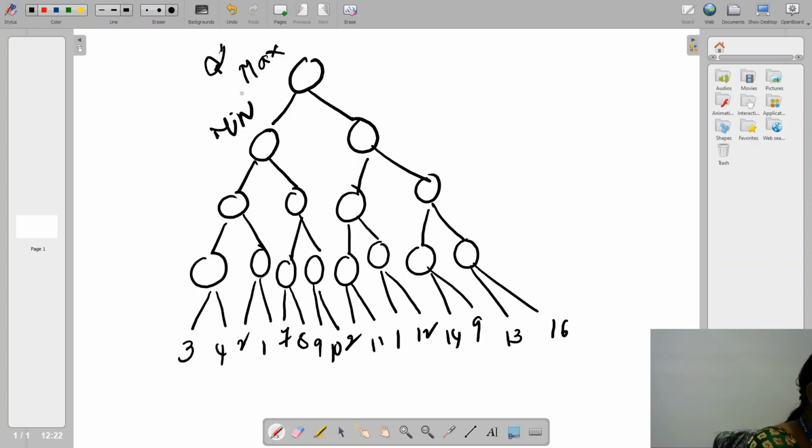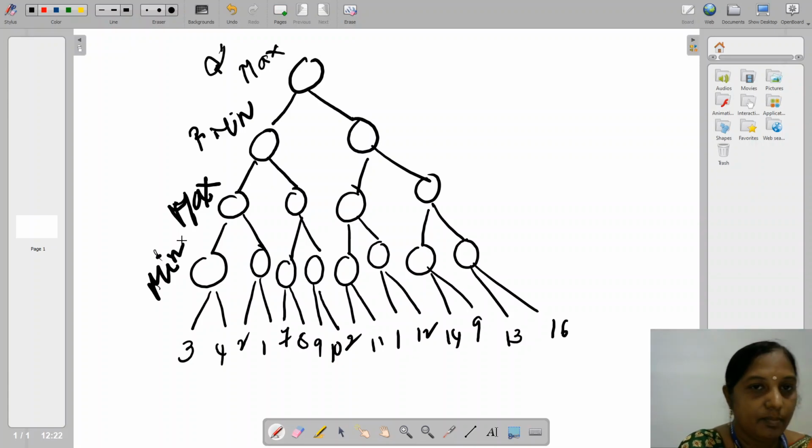This is the min player, and this is beta. Next, we are giving the chance to the max player. Here we are giving the chance to max player, and here to min player, right? So this is the way the game is played: first max, next min, next max, again next min. Now how are we applying alpha beta pruning?